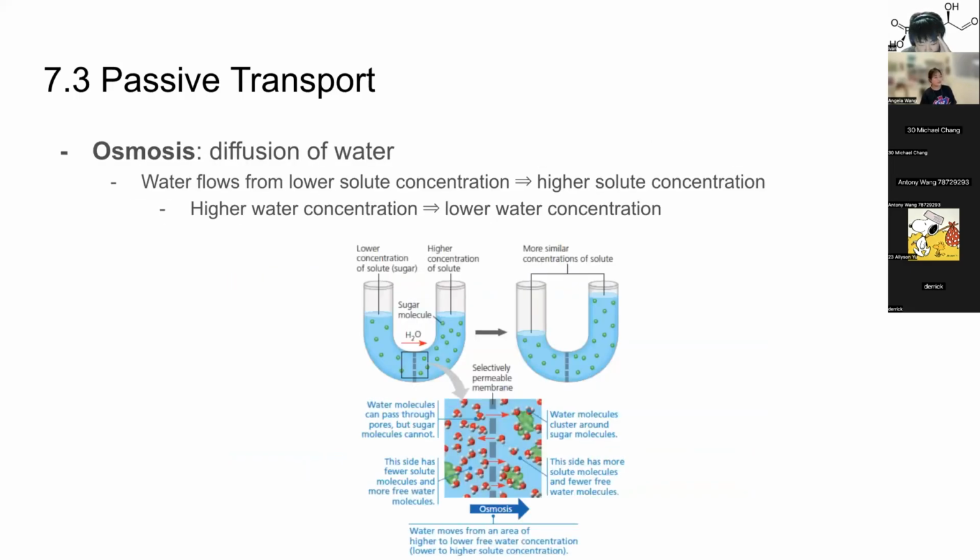And osmosis is the diffusion of water. So basically, water flows from a lower solute concentration to a higher solute concentration because it technically is a higher water concentration flowing to a lower water concentration to balance the two concentrations out, as you can see in the diagram here.